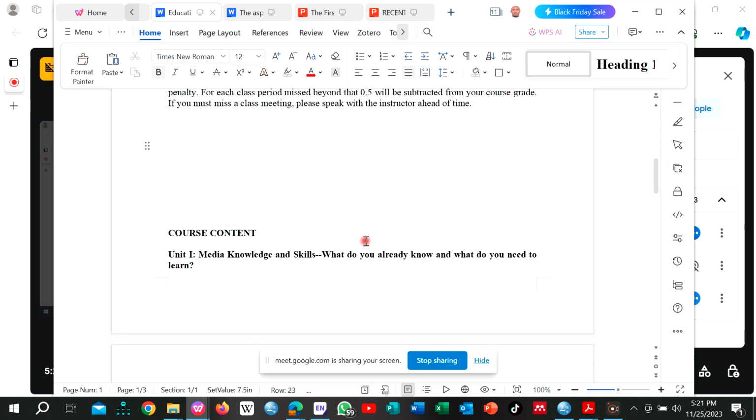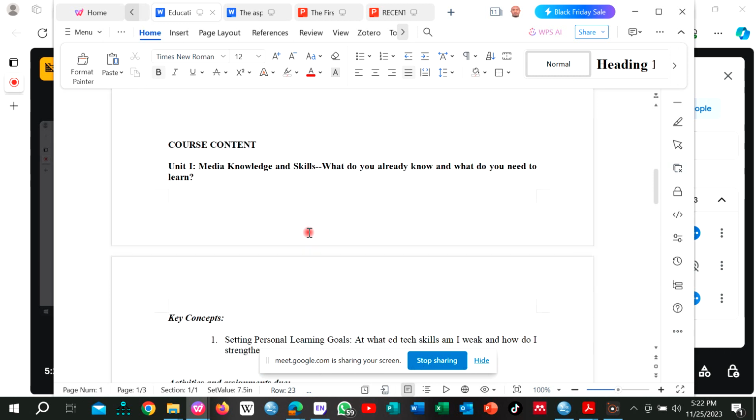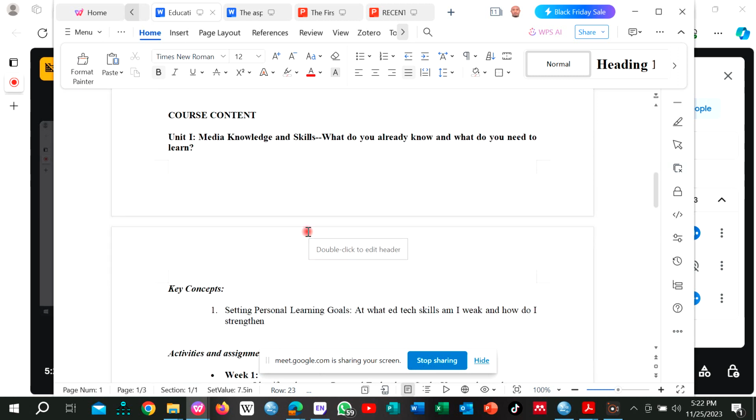The course content: the first aspect we're going to do in Unit 1, we'll discuss media knowledge and skills. We want to understand what you already know and what you need to learn. So we want to see your level of skills. Much as it is Unit 1, it has other things too. Of course, we'll set goals, like we are doing.